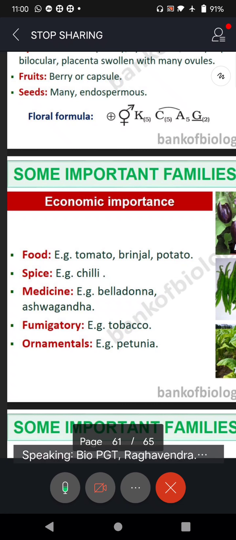Ashwagandha, of course, all of you know. Again, it is used in Ayurvedic medicines. Ashwagandha is very, very useful for many things. Mainly, it gives energy. Those who are weak, particularly senior citizens, the Ayurveda doctors prescribe ashwagandha so that they get energy. Then fumigatory, that is tobacco.